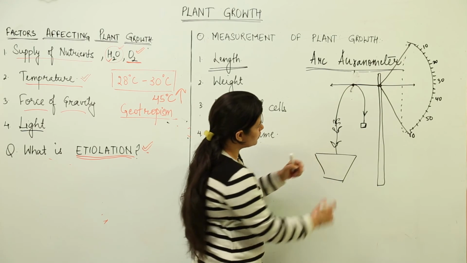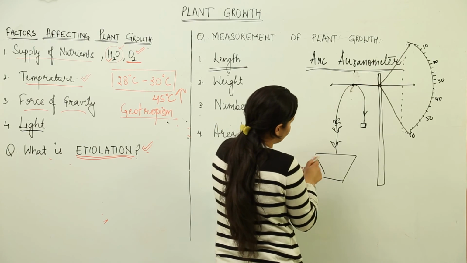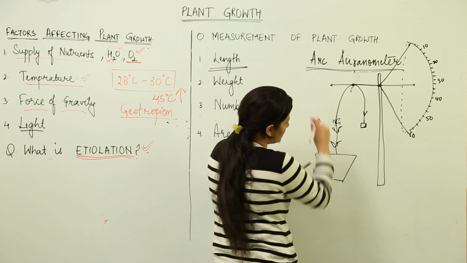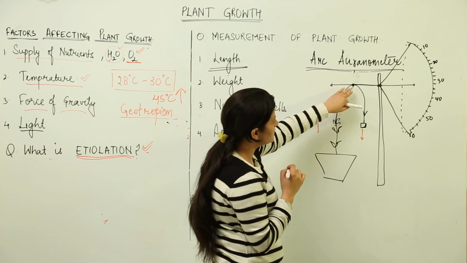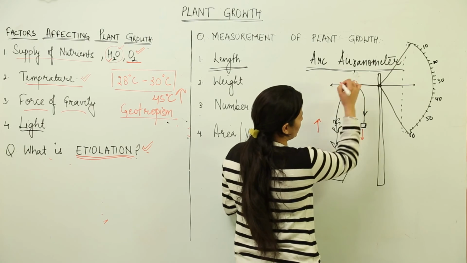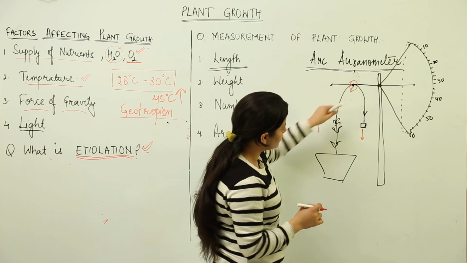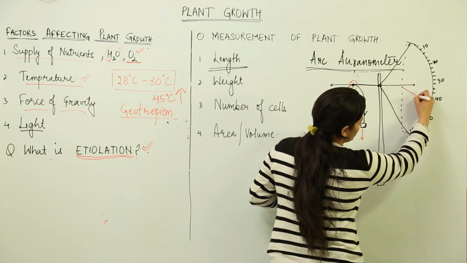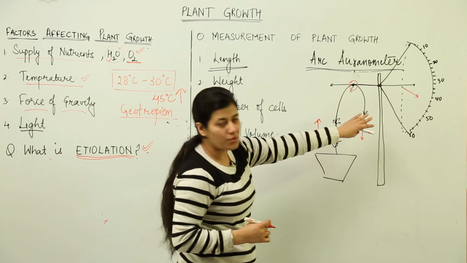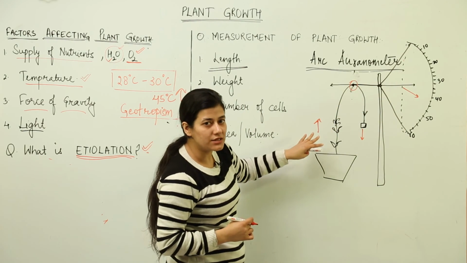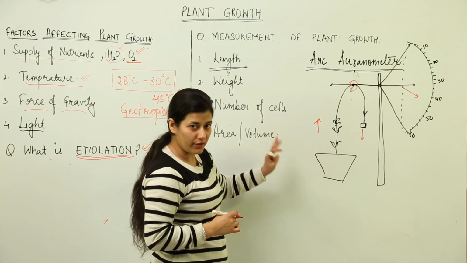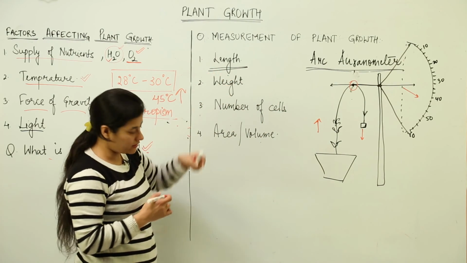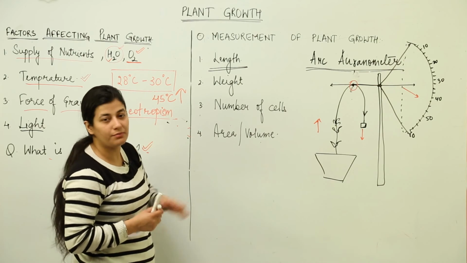Now as the plant grows in height from here, it shows an increase in length. This weight would be carried downward, and because a needle is attached to the pulley, this is the pulley I'm talking about, it would show deflection towards this side, and we'll get to know how much length the plant has increased, how much the plant has shown growth in terms of length. Alright, so this is how length is an important factor for measuring plant growth.